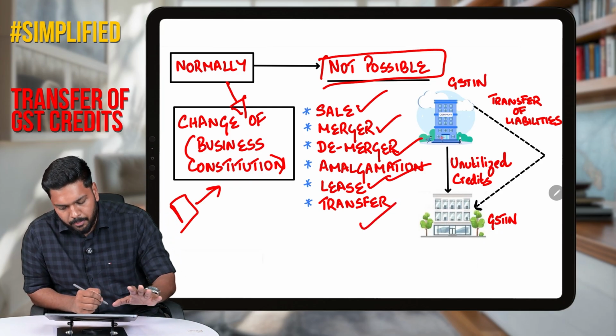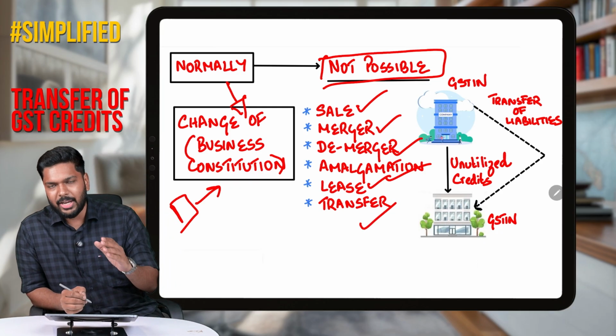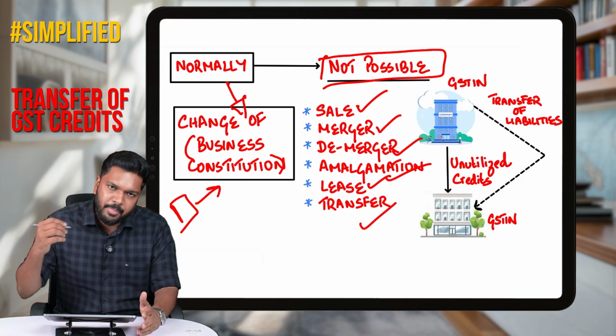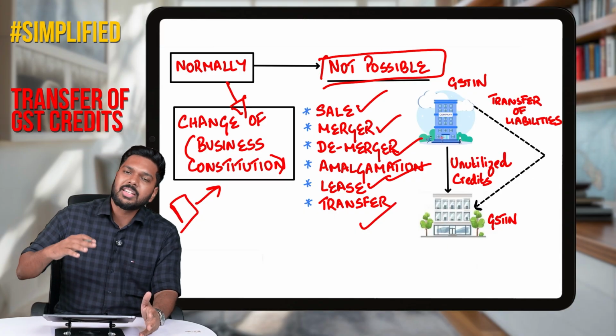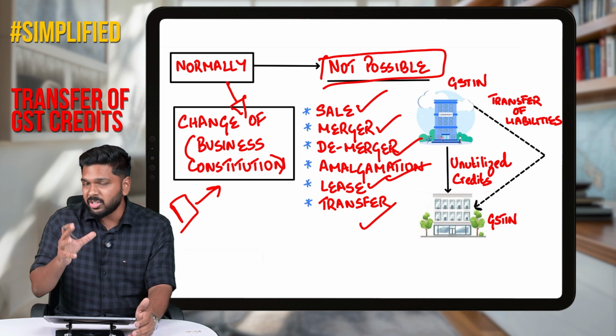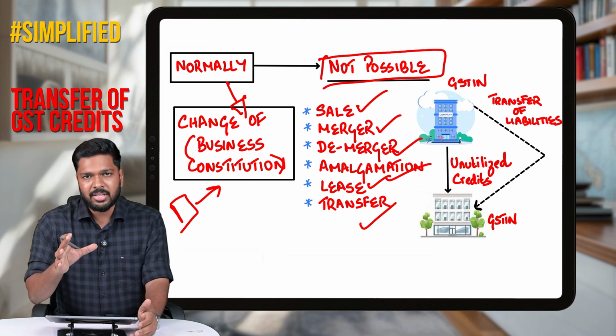So if these modes are being applied and you are transferring a business from your existing establishment to another establishment, it could be a completely different establishment or your own establishment, then in that case, there is a possibility to transfer GST credits from one state to another state.